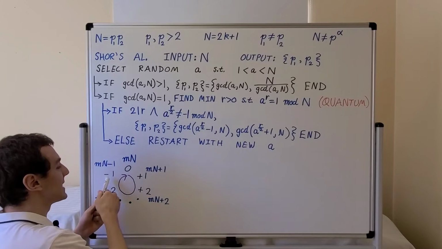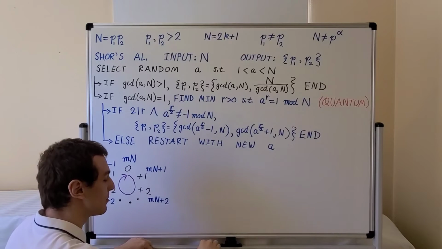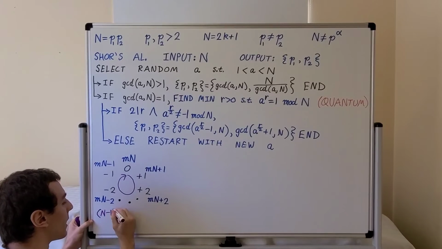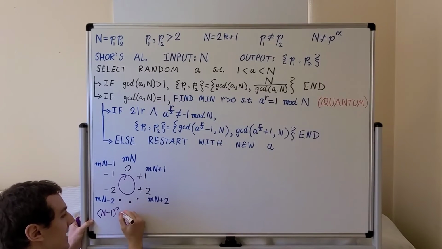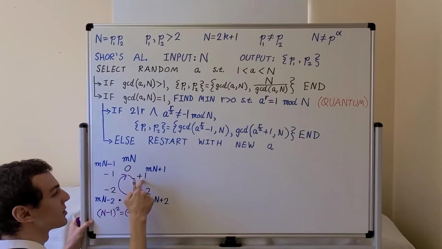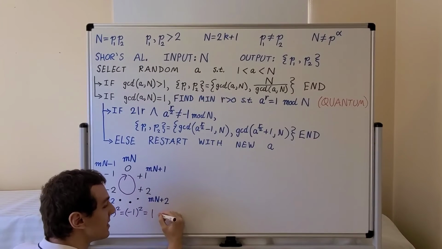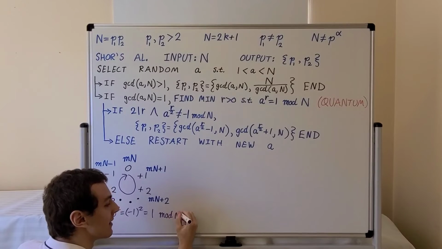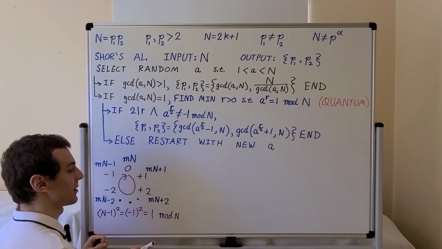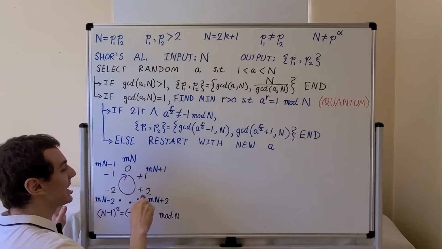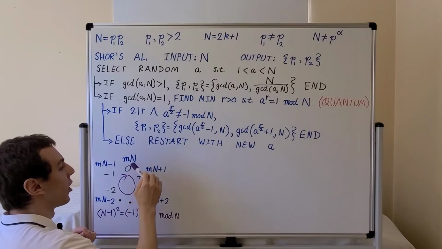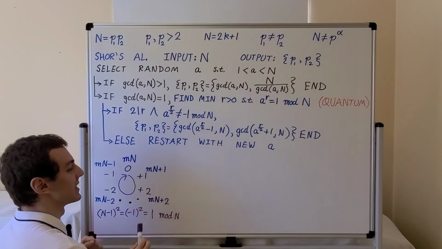So n minus 1 is the same as minus 1 over here. I'll write that out explicitly underneath. If we have n minus 1 squared, that's the same as minus 1 squared, and minus 1 squared is equal to plus 1. And this is valid mod n. So this is an example of manipulating integers using modular arithmetic. So I think this circle visualization is very useful because these values over here are just representatives of all of these different numbers that satisfy these conditions.